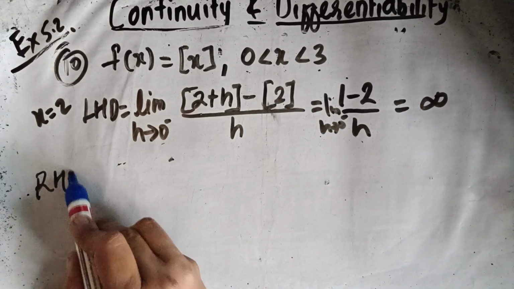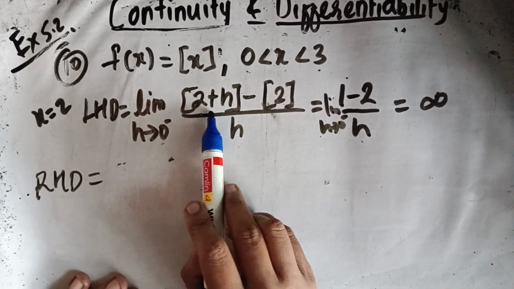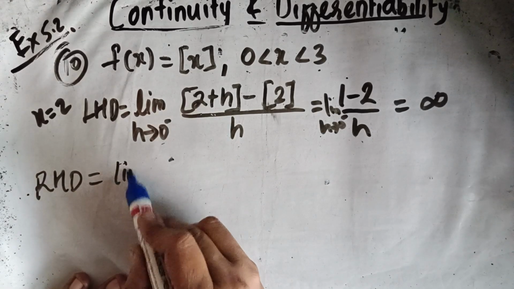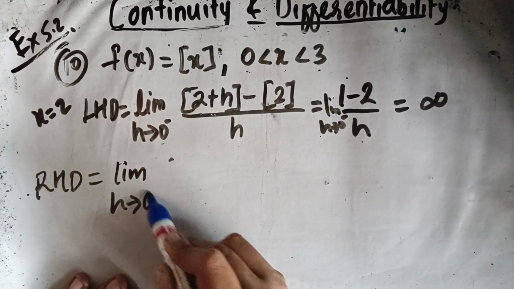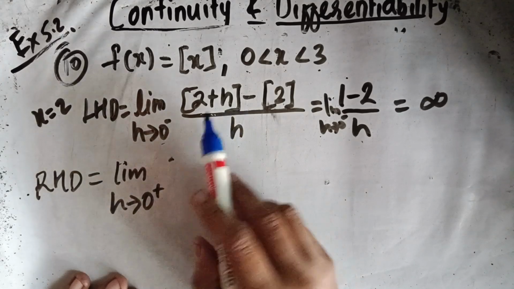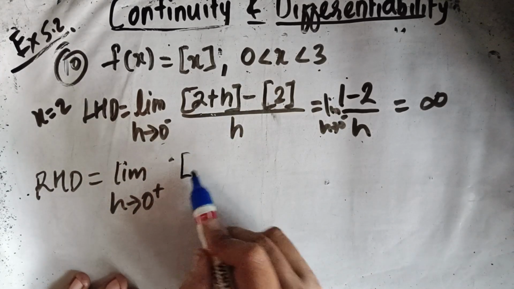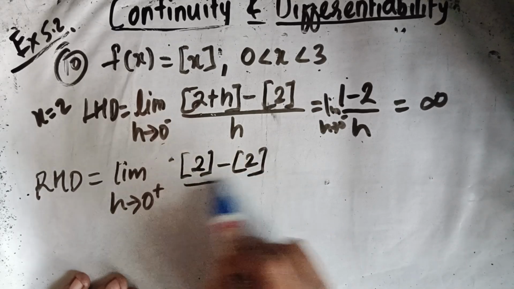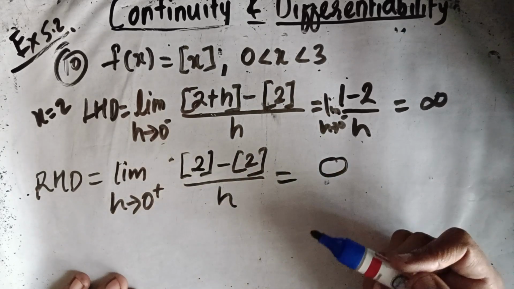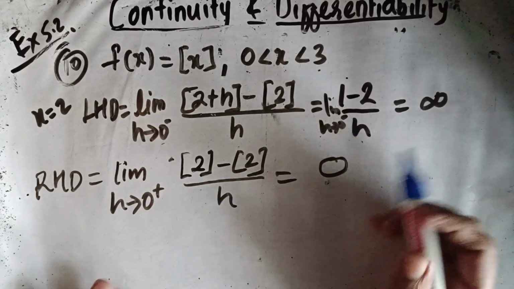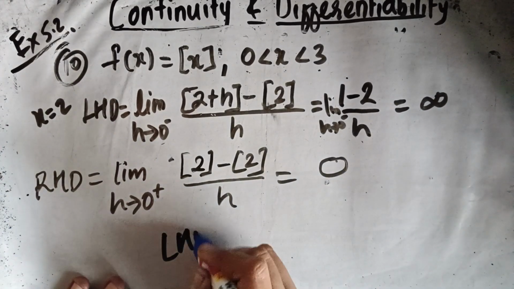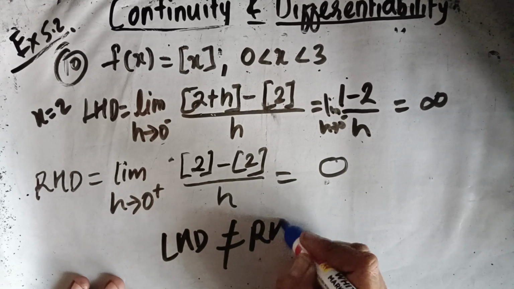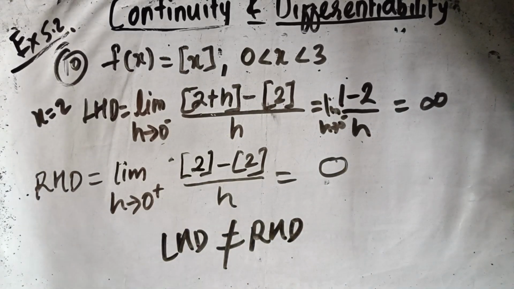For right hand side, now this you have to take 2, right? So this is 0. Again, it is not differentiable as left hand derivative is not equal to right hand derivative. Okay.